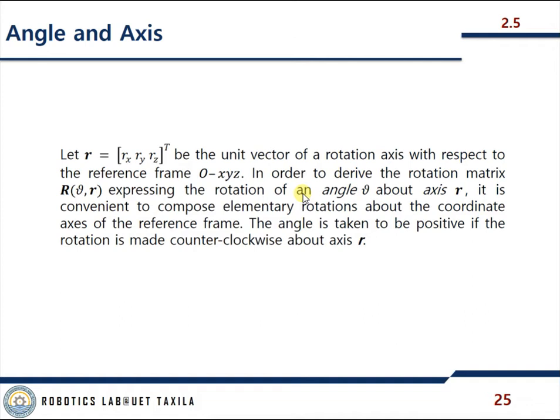Let R be an axis which contains Rx, Ry, and Rz. Let Rx, Ry, Rz be the unit vector of a rotation axis with respect to the reference frame O, with origin O. In order to derive the rotation matrix R expressing the rotation of an angle theta about axis R, it is convenient to compose elementary rotations about the coordinate axes of the reference frame. The angle is taken to be positive if the rotation is made counterclockwise about axis R and opposite vice versa. So sometimes it is really useful and very important.